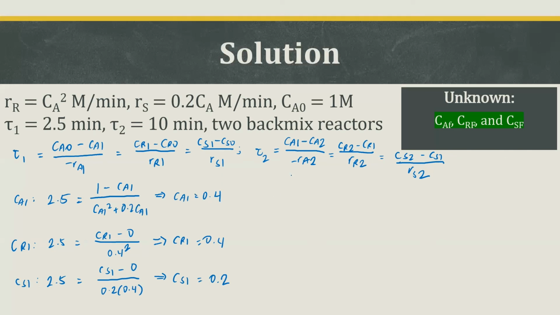Okay. I leave the computation for the second backmix reactor to you, and you should get the following values. So Ca2 should be equal to 0.1, CR2 is equal to 0.5, and CS2 is equal to 0.4. So the answers match with the ones earlier. And if you total the concentrations, they're still equal to 1 mole per liter. And that's how you know that the solutions and the answers are correct.